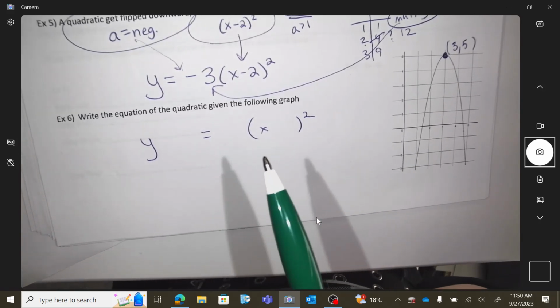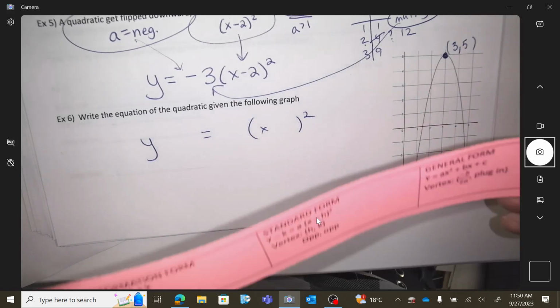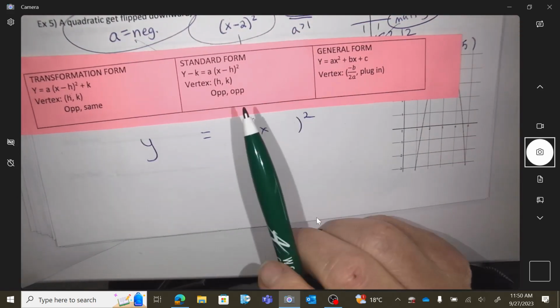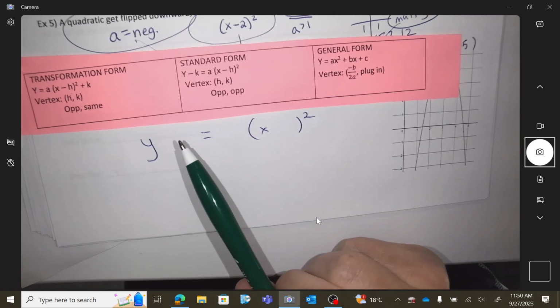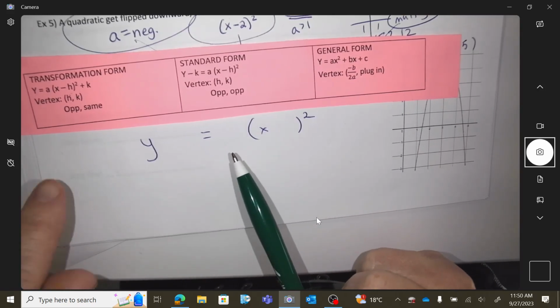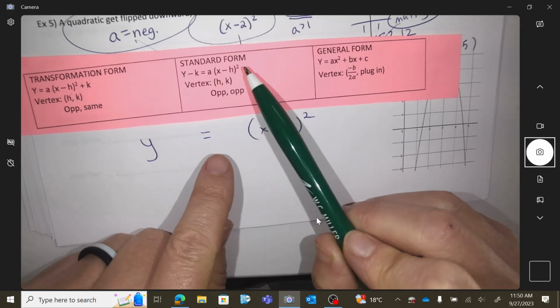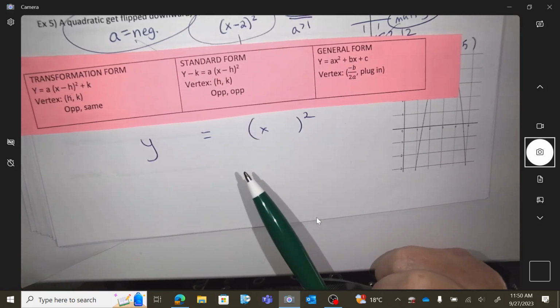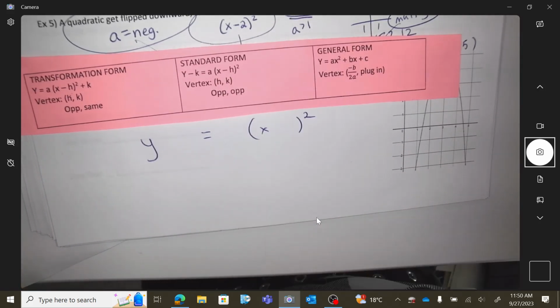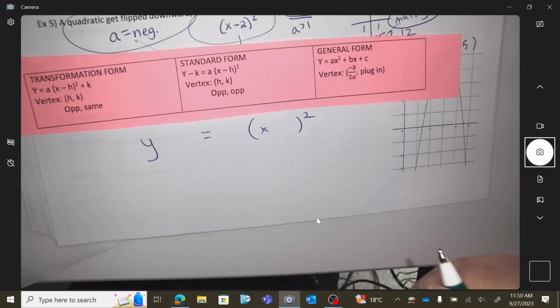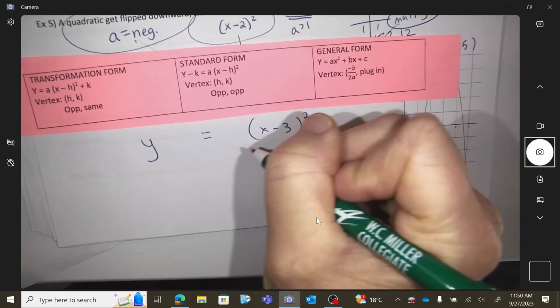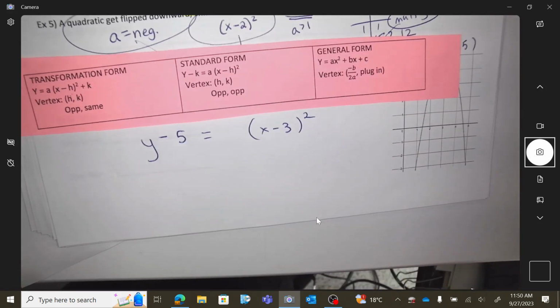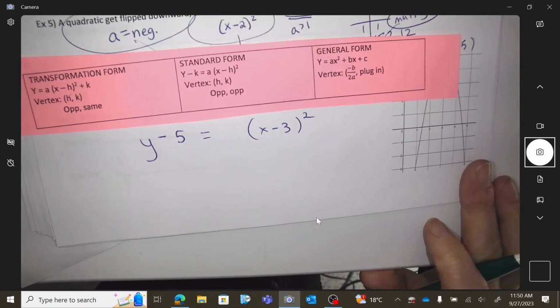I'm looking at my pink slip of paper again. I'm in standard form. So I made it look like this. There was my Y spot, my X. Where would you put a 3 and a 5? Would you put them in opposite? Would you put them in same? So there's your vertex.